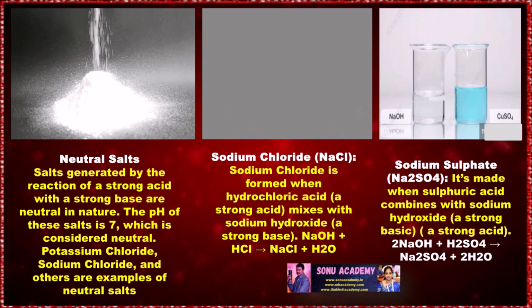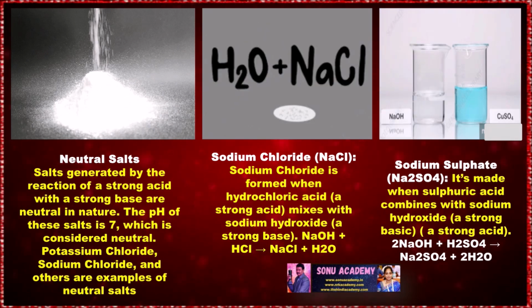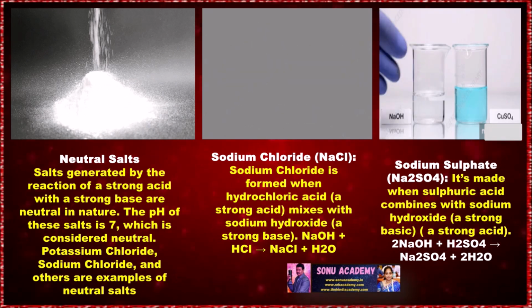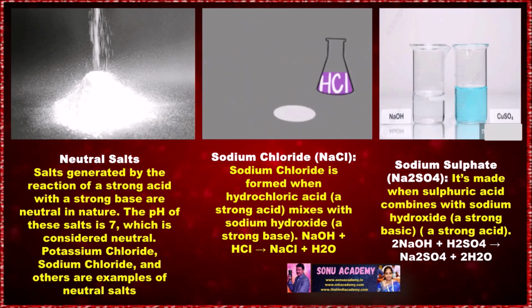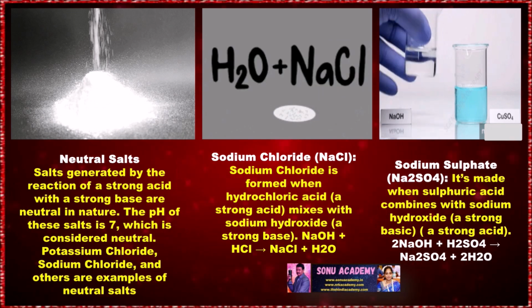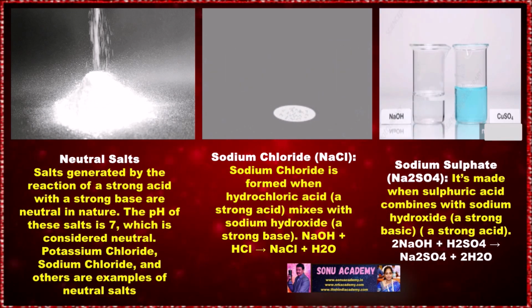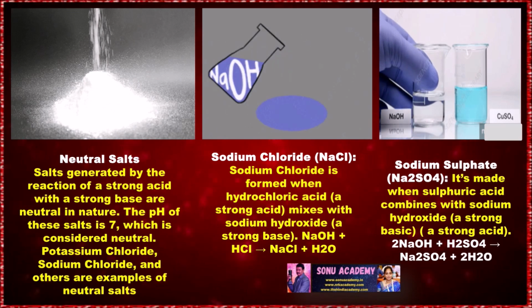Children, let us discuss sodium chloride. Sodium chloride is formed when hydrochloric acid mixes with sodium hydroxide, and sodium sulfate is formed when sulfuric acid combines with sodium hydroxide, that is, a strong base with a strong acid.